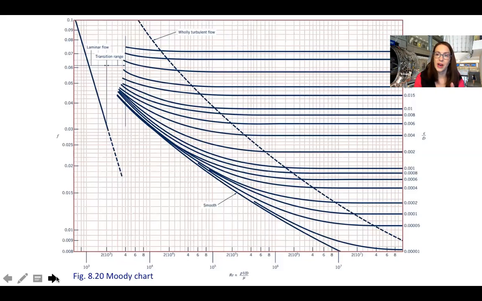The Moody chart is in the back. If you have a hard copy, it's in the back of your book. Otherwise, it's sitting in chapter 8 as well.